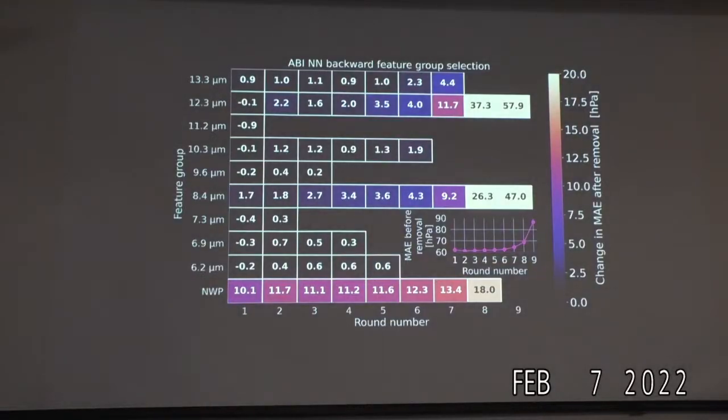We do a similar thing for ABI. A few different takeaways. NWP information is a lot more important right from the start. We have to strip away some of these less useful channels before we see that the 8.4, 10.3, 12.3, and 13.3 are the most useful channels for ABI cloud top pressure estimation.